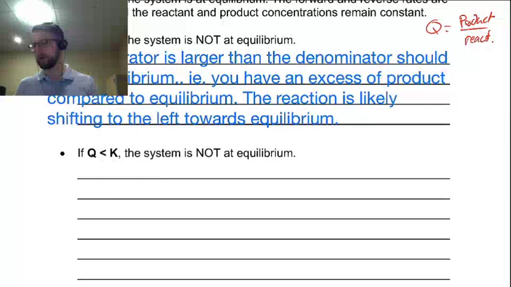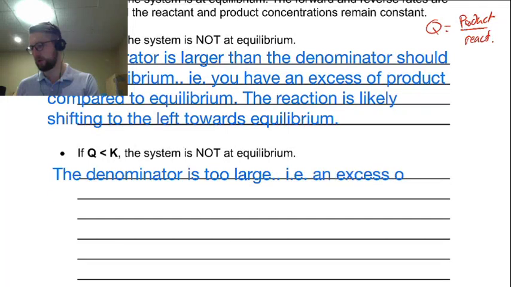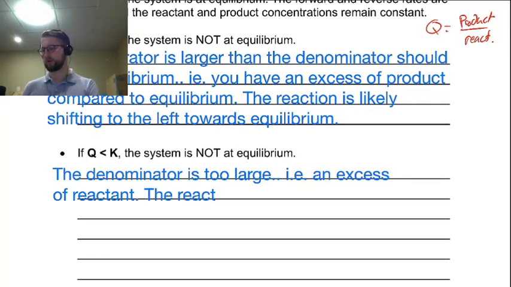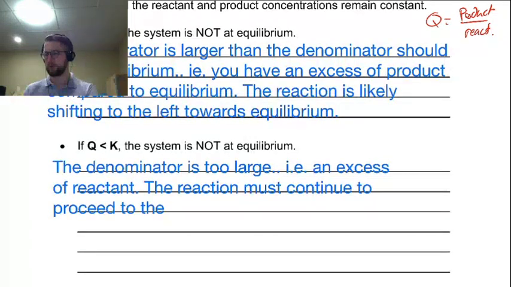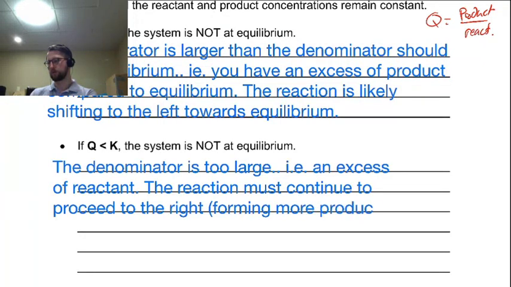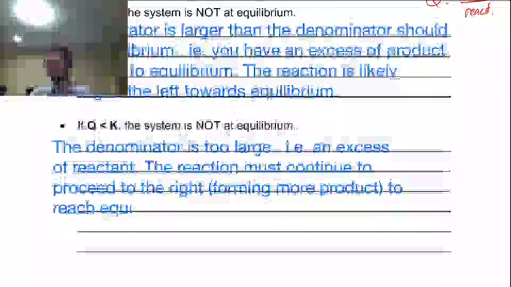So if Q is less than K, then the system is not at equilibrium. Here we can say that the denominator is too large, i.e., an excess of reactant. The reaction must continue to proceed to the right, forming more product to reach equilibrium.